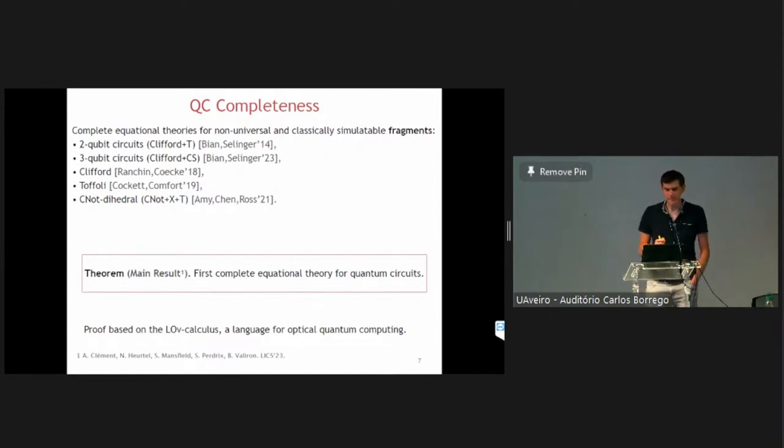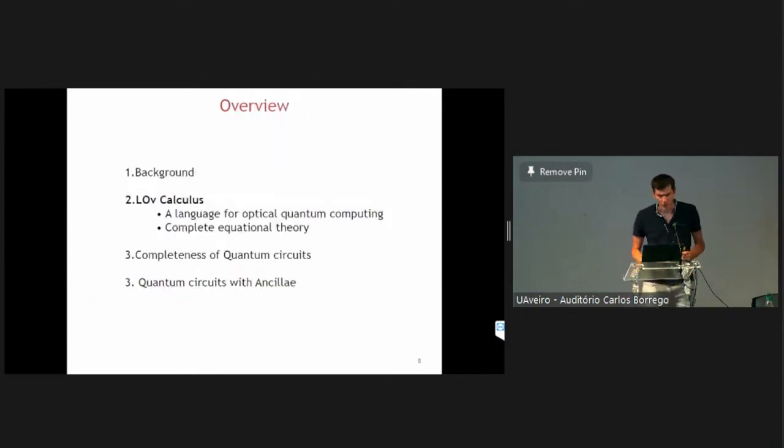Okay, so in order to prove that, all you need is love. What I mean is that all you need is the love calculus, which is a graphical language for optical quantum computing. So it might be surprising that for proving something on usual quantum circuits, we are going to use optical circuits. So here is the overview of the rest of the talk. I will focus on this love calculus, this language for optical quantum computing, in the next few slides. And then I will go back to the quantum circuits.